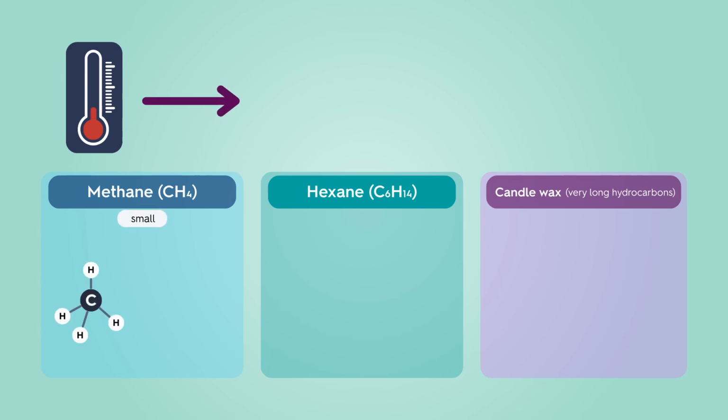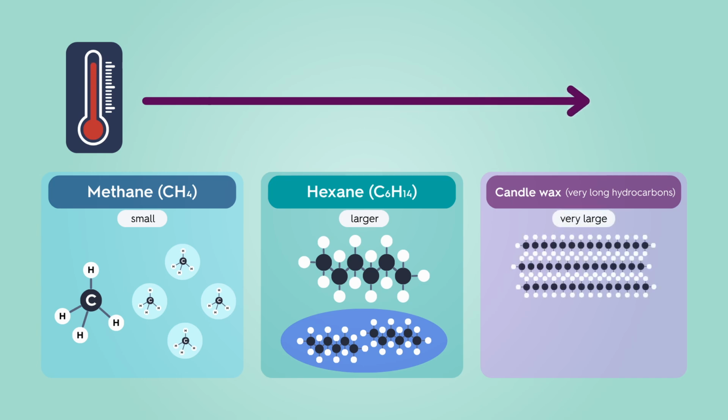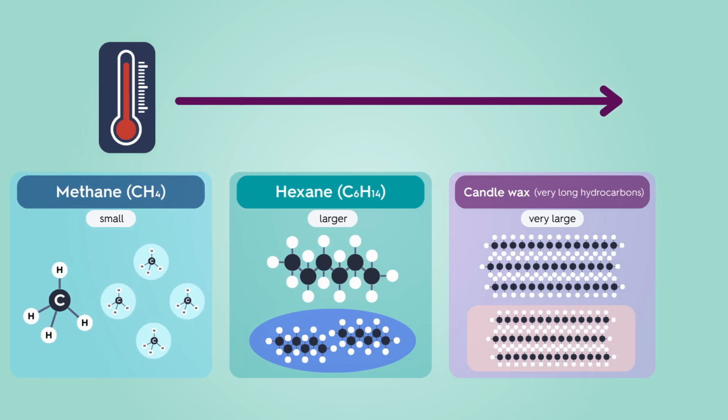Methane is small and has weak dispersion forces, so it is a gas at room temperature. Hexane is larger, so its dispersion forces are stronger, and it is a liquid. Very large hydrocarbons, like those in candle wax, have even more surface area and more electrons, so dispersion forces can become strong enough to help make them solids.